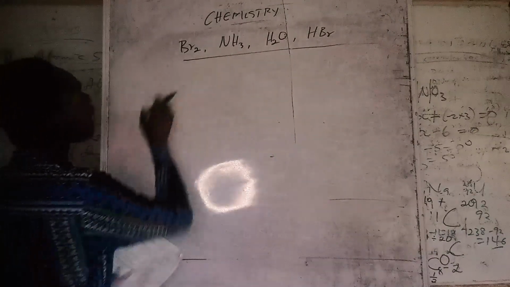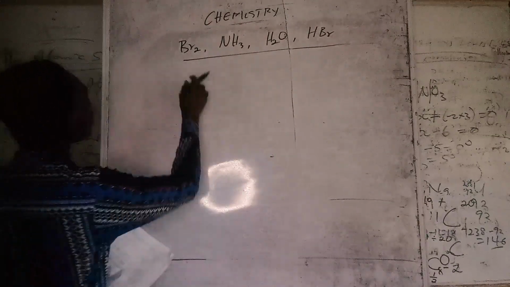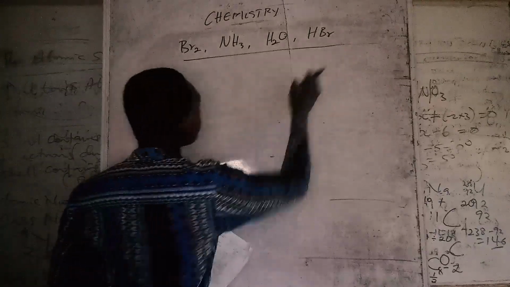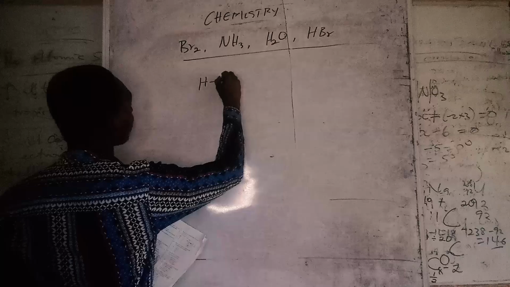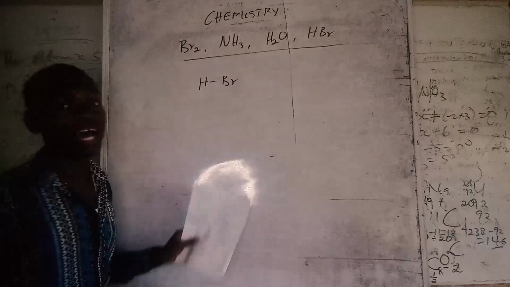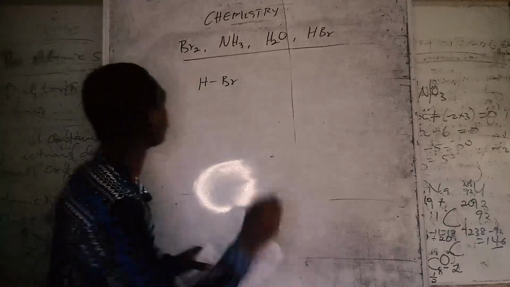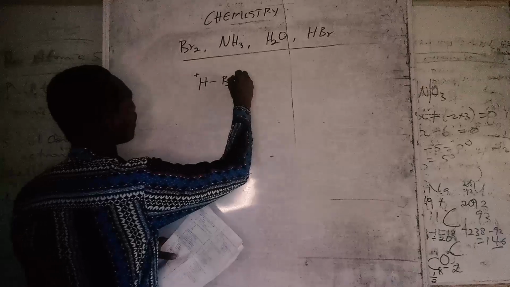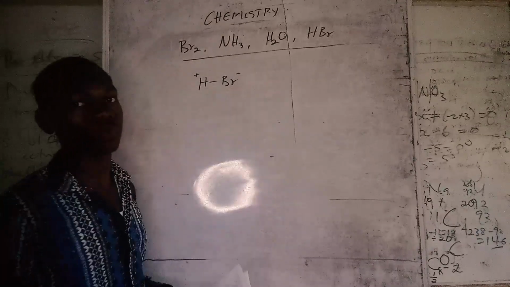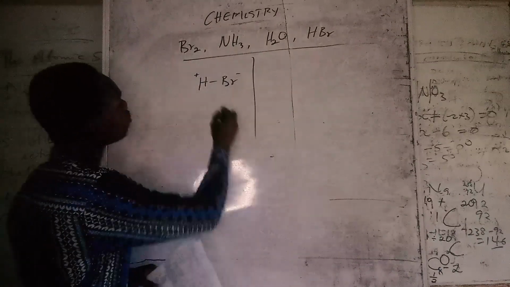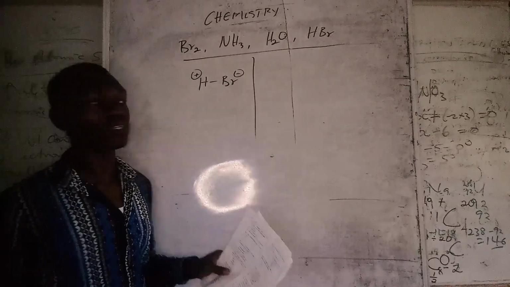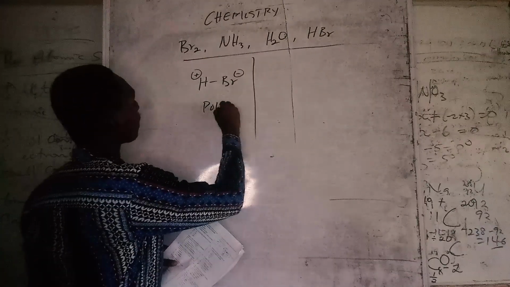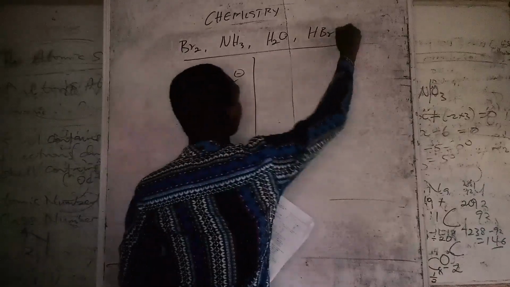So let's identify that. Let's start from HBr. If we draw the structure of HBr, it looks like this. And we know that the oxidation number of hydrogen is +1 and bromine is -1. So we can see there are two poles found in hydrogen bromide. So this is a polar substance, so this is not our answer.